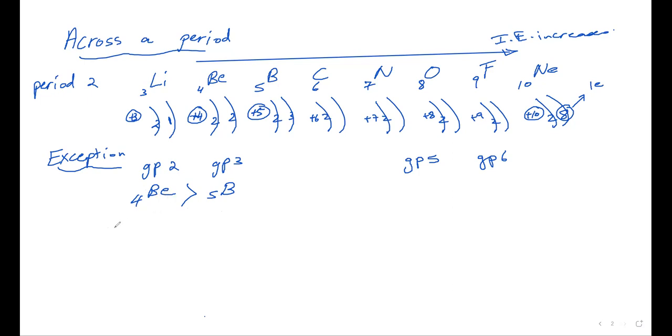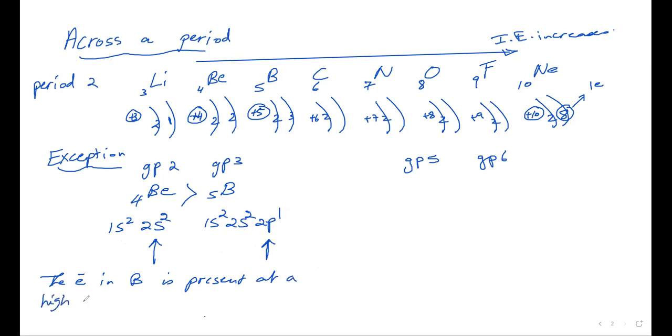If we look at the electronic configuration of beryllium, we will see that it is 1s2, 2s2, but in case of boron, it is 1s2, 2s2, 2p1. So we will see here that the electron to be removed in beryllium is removed from a 2s subshell, but the electron to be removed in boron is removed from a 2p subshell. And we see that the electron to be removed that is present in boron is present at a higher energy, which is the 2p subshell. So the electron present in boron is at a higher energy than the electron to be removed from beryllium, which is present in a 2s.